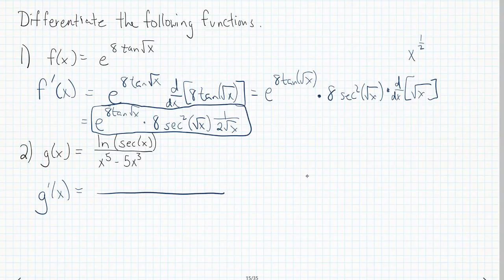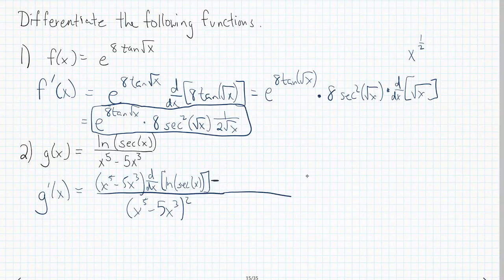When you're using this one, you have to use the quotient rule to start. So we got to square the bottom: x to the 5th minus 5x cubed, the quantity squared. And then we want to take the derivative of that top function, the derivative of the natural log of secant x. Now if we were clever, I'm going to pretend we're not being that clever right now. We could use a property of natural log: you can write secant x as 1 over cosine of x, and then that's cosine x to the negative 1. You could bring the negative 1 out in front, and you would have a slightly easier derivative. This way we're going to have some things cancel, but that's no big deal.